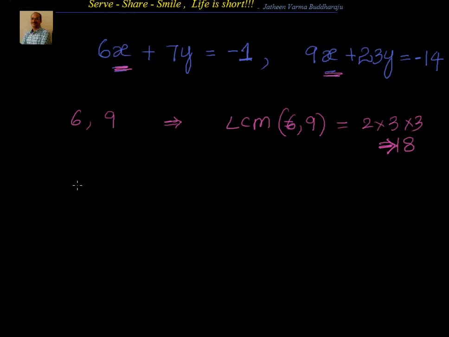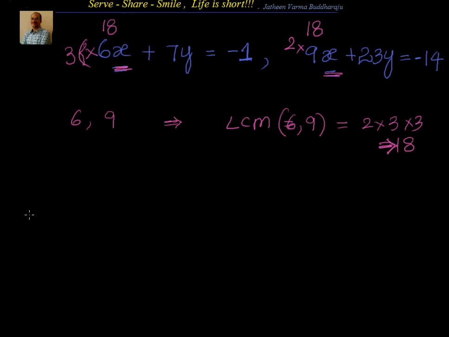Now which number do I have to multiply with the first one to make this 18? 6 into 3, so I have to multiply everything with 3. Similarly here I have to make it 18. I have 9, so I have to multiply with 2. So let me write it down.